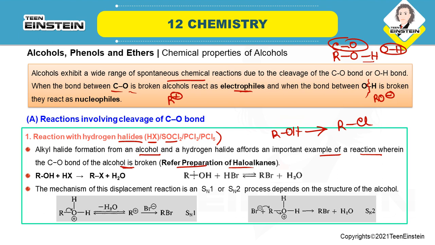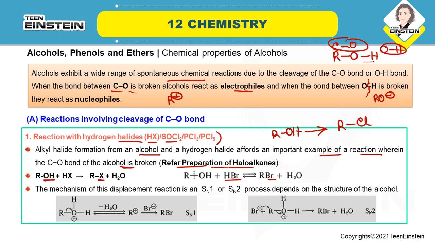First, ROH in the presence of HX: this OH may be protonated and removed, and there will be R plus formation. You will find the detailed mechanism in the preparation methods of haloalkanes. So the net change is that the OH of ROH is replaced by X. So this is a substitution reaction. See here, we have taken HBr as HX, OH is removed, and we get Br.